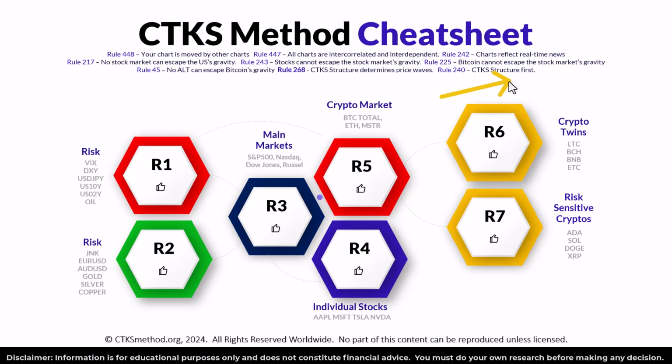So Rule 240, CTKS structure first. CTKS structure is the most advanced, statistically relevant support and resistance levels in existence in TA, or technical analysis. What we're trying to do when we look through the cheat sheet is to understand first the directional momentum of all of these different rows. That's what I do in the public channel. But in private channels and also inside the service, what I do is to go through the actual structure of every single chart because it matters.